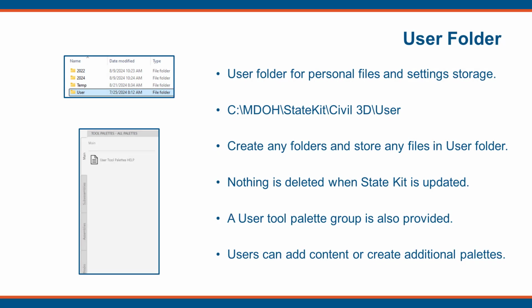A user files area is provided in the state kit for personal files and settings storage. These directories are stored in the state kit but separate, so they are not deleted or replaced when the state kit is updated. A user is free to create and store any files in this area. A set of user tool palettes is also provided that are not locked and completely editable. Users can add their own content or create additional palettes.